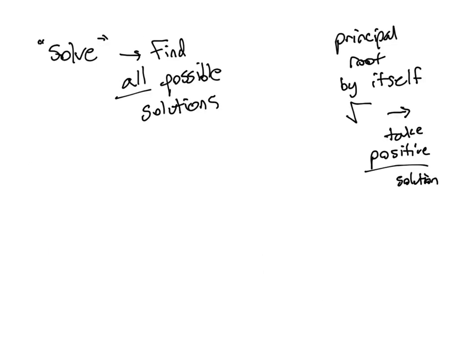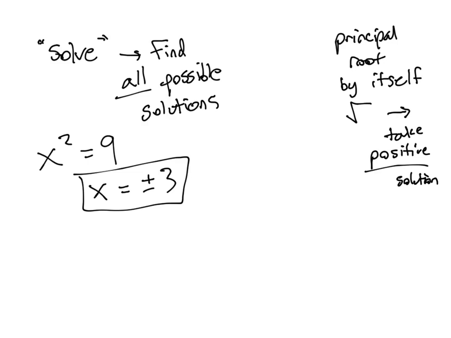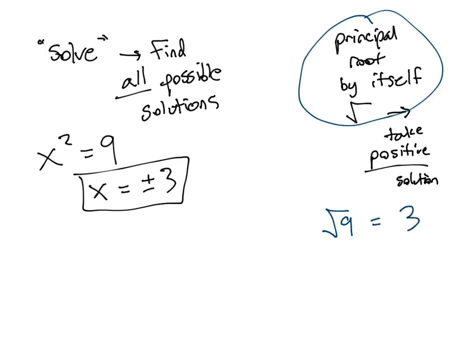So to summarize, the difference between solving an equation versus taking the principal root of a number. If we solve an equation like x squared equals 9, we're trying to find all possible answers that will work, and any positive number has two possible square roots, a positive or a negative. But if we just write the principal root on its own, and we don't have an entire equation that we're solving, but we just write this as a number, principal root of 9, that means we're just taking the positive square root of 9.